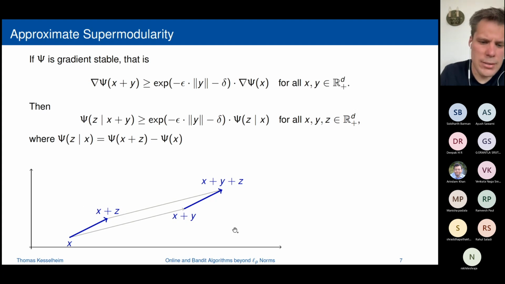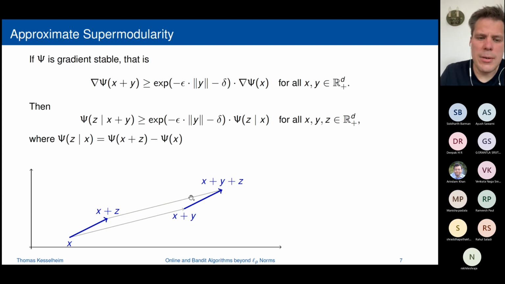Let's first maybe look at this picture down here. What am I asking? I'm talking about the increase of my norm approximation, the function psi, when I move from some x to some x plus z. By how much does it increase? Compare this to by how much it increases if I move from x plus y to x plus y plus z. So I just shifted everything by y.